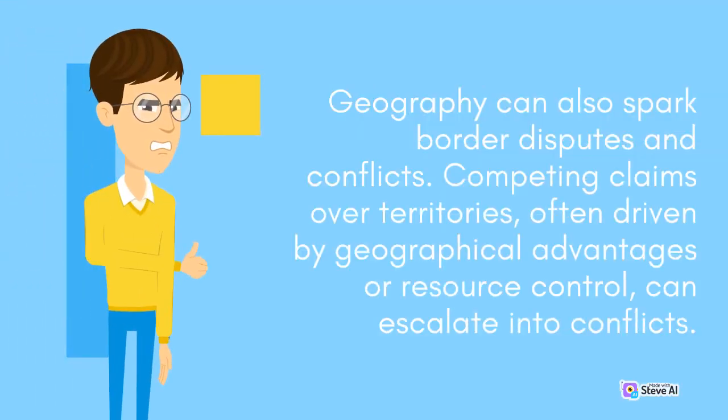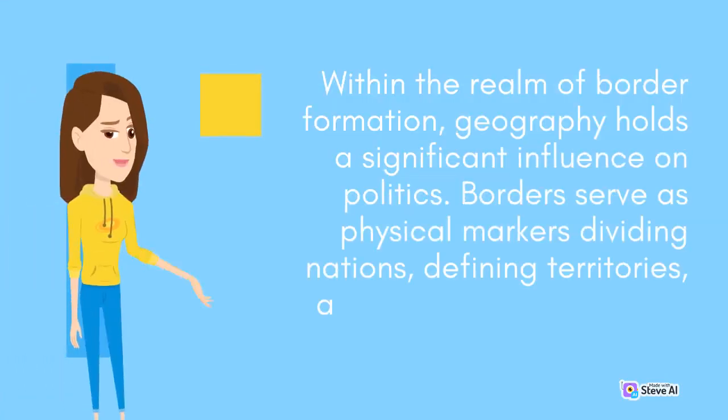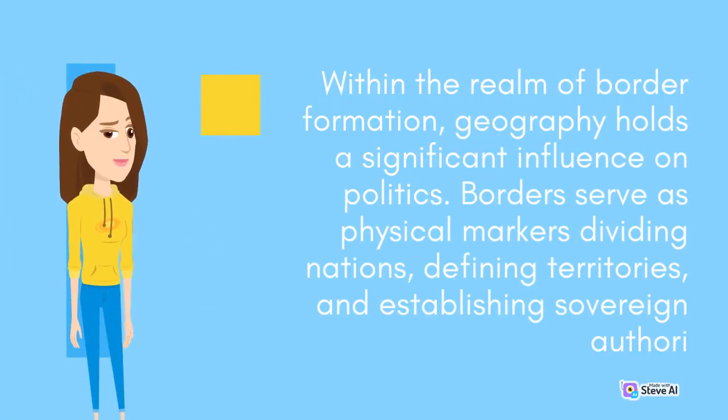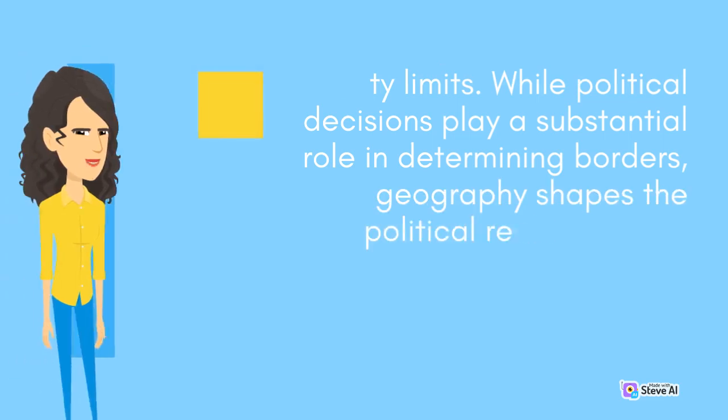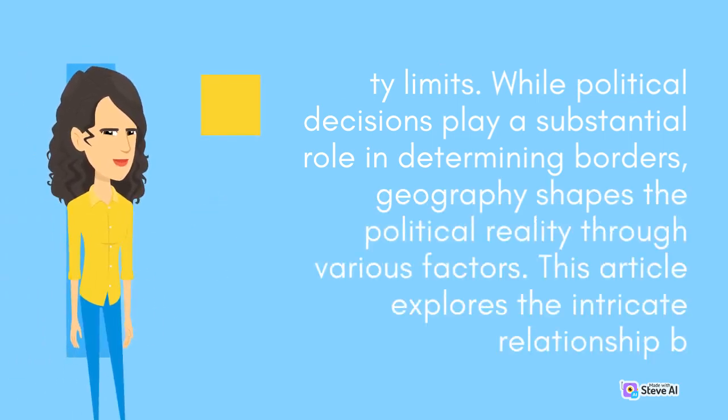Geography can also spark border disputes and conflicts. Competing claims over territories, often driven by geographical advantages or resource control, can escalate into conflicts. Within the realm of border formation, geography holds a significant influence on politics. Borders serve as physical markers dividing nations, defining territories, and establishing sovereign limits. While political decisions play a substantial role in determining borders, geography shapes the political reality through various factors.